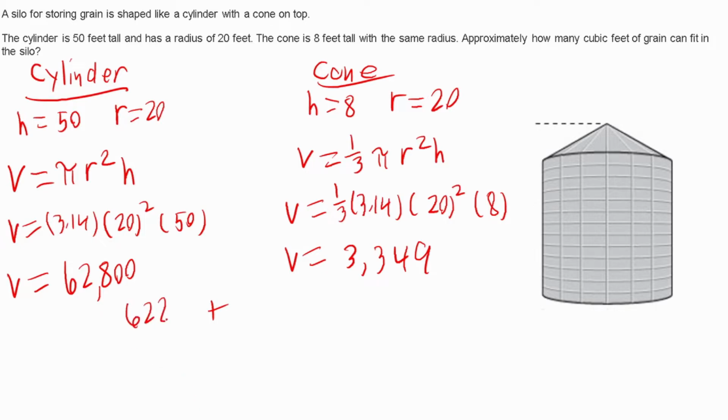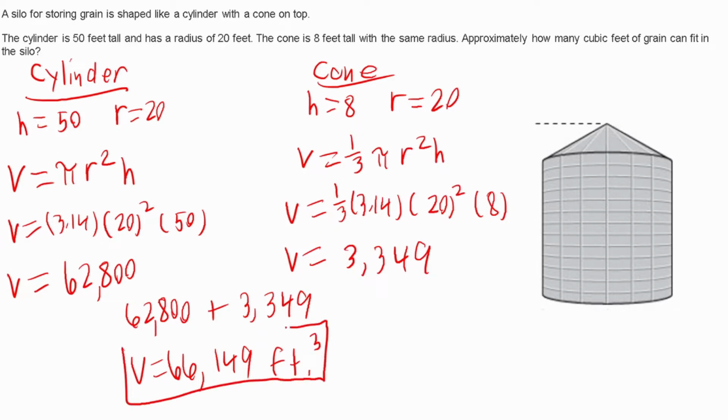So we get 62,800 plus 3,349. And when we add these two numbers, we get 66,149. And that is the volume of the silo. And this is going to be feet cubed. And there we go. Another composite volume problem.